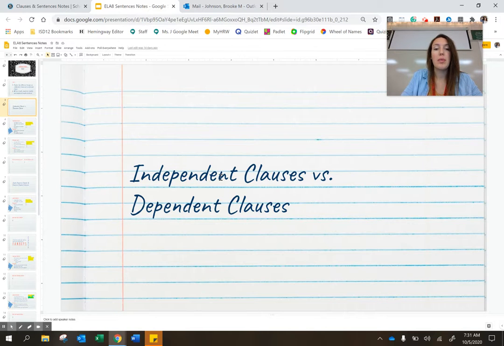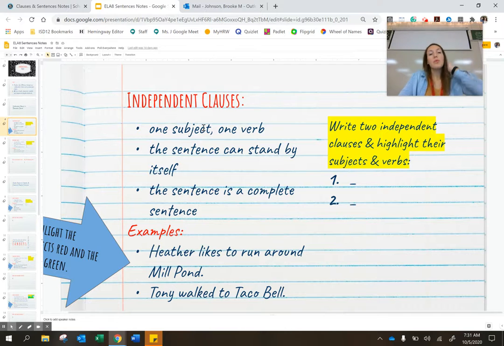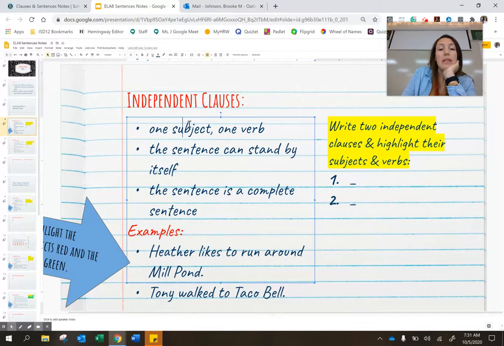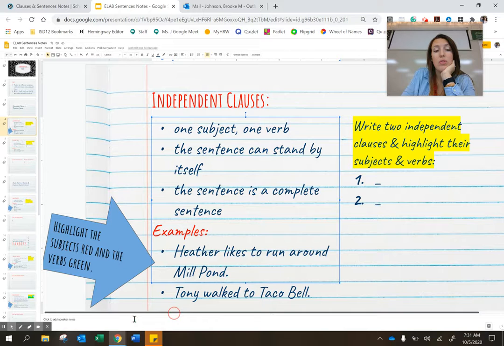So to start, independent clauses and dependent clauses. So independent clauses have one subject, and it's normally a noun, and one verb. So what's a thing and what's a thing that they're doing. The sentence can stand by itself, and the sentence is a complete sentence. So in the examples over here, if we scroll, highlight the subjects red and the verbs green.